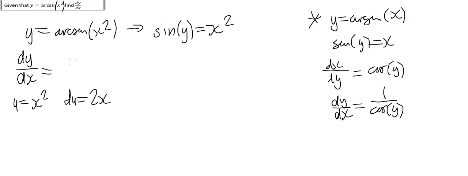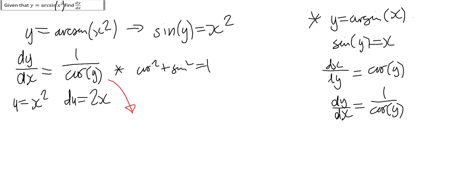So if I want to differentiate y equals arcsine of x squared, what am I going to get? I'm going to get 1 over cos of y. Okay, so now I've got 1 over cos of y, and I'm going to use my identity. Remember using the identity that cos squared plus sine squared equals 1.